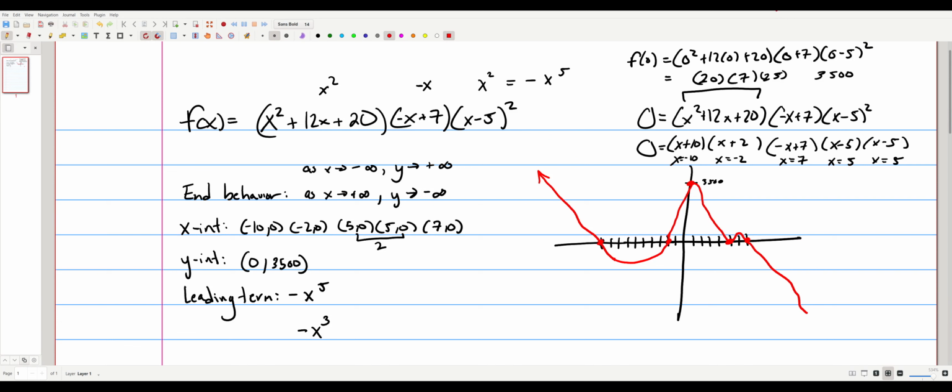And what I'm going to do, because I can't draw, is just draw a new arrow. And so this is a sketch of the polynomial x squared plus 12x plus 20 times negative x plus 7 times x minus 5 squared.